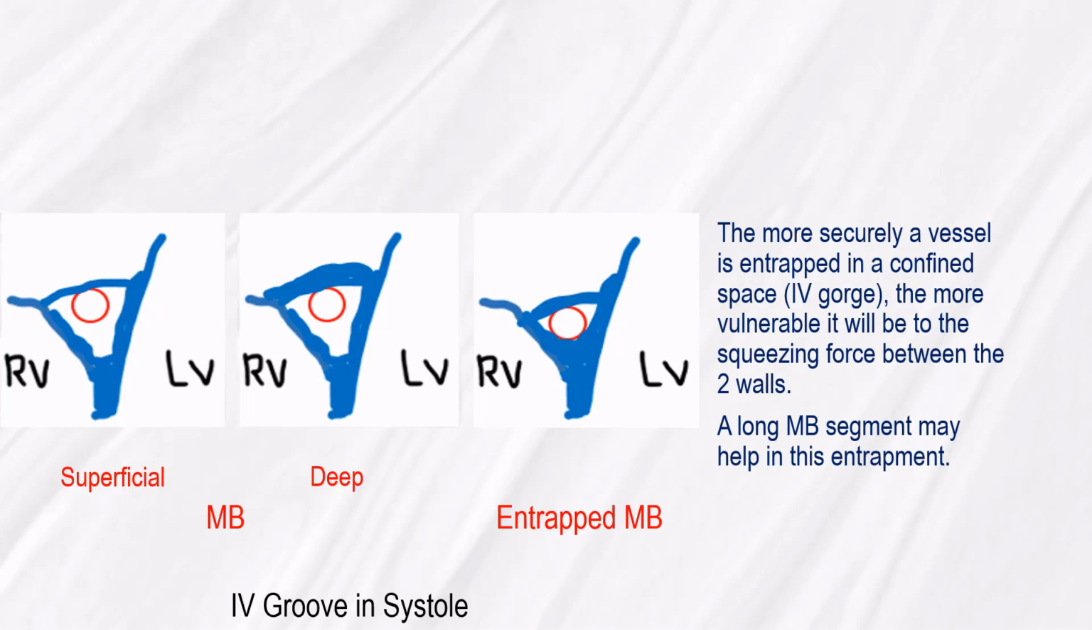In these figures, figures number 1 and 2 are myocardial bridge, superficial and deep. Only in figure 3 there is an entrapped myocardial bridge in which the artery is entrapped between upper and infralateral borders. The more securely a vessel is entrapped in a confined space groove, the more vulnerable it will be to the squeezing force between the walls. It is also suggested that a long segment bridge may help in this entrapment.